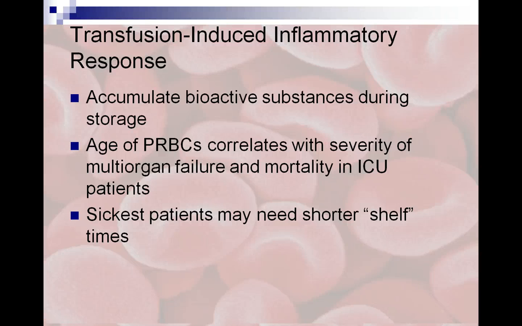Transfusion-induced inflammatory response sort of goes hand in hand with what we just discussed. The idea that bioactive substances accumulate in the blood product during storage. As we said before, it seems like older red blood cells may correlate with more severe multi-organ failure and mortality in ICU patients. And there are those who believe that the sickest patients should perhaps get the blood with the shortest shelf life, with the newest blood.